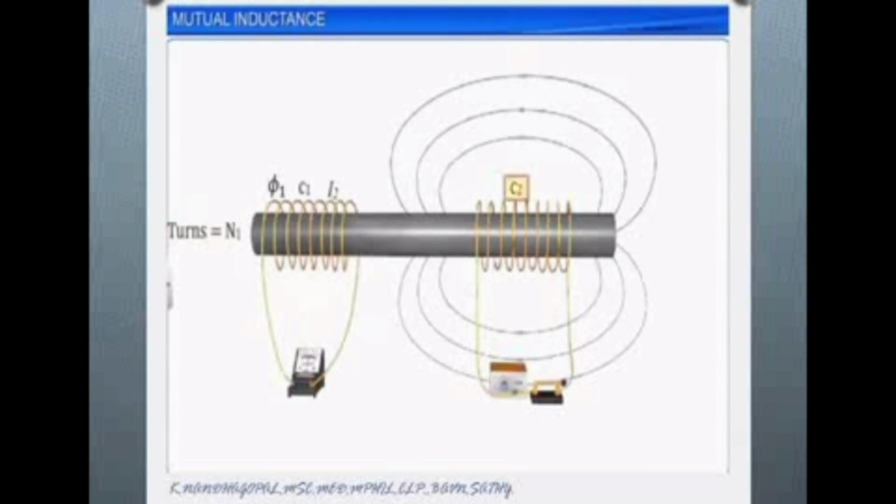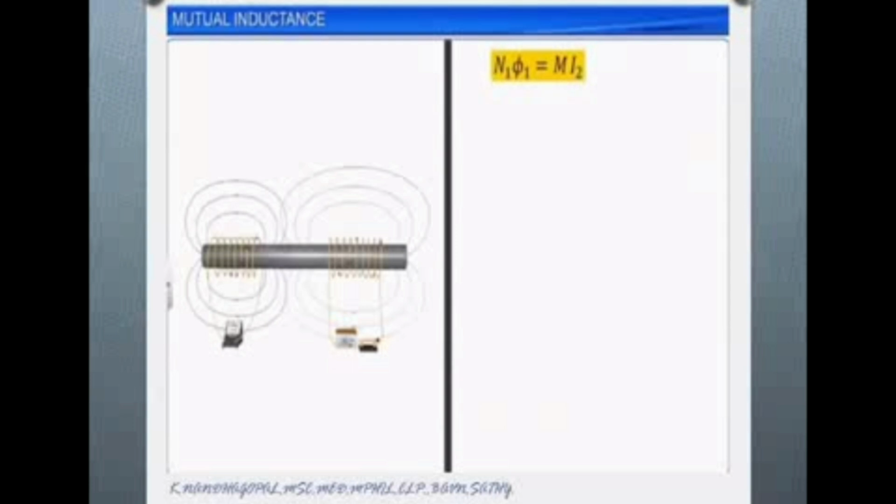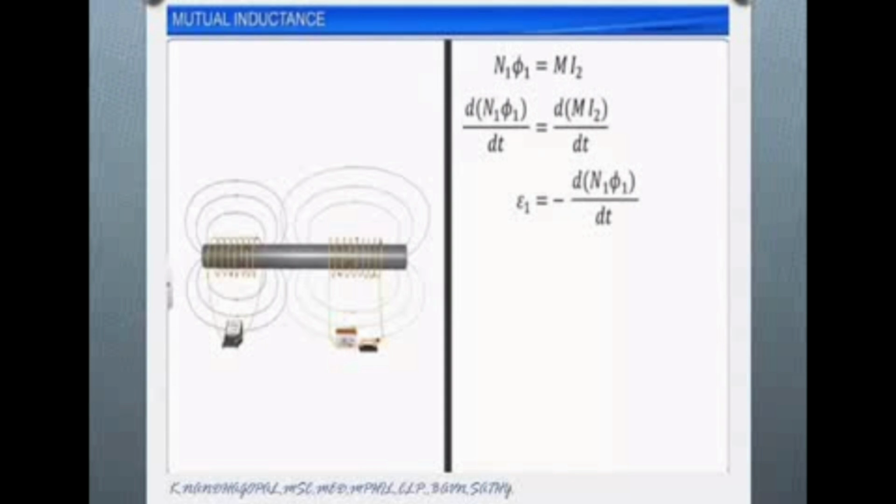So the number of turns is N1, the coils C1 and C2. This coil is placed on the axis. So again the same formula, M I2 equal to phi 1, or d by dt of M I2. So according to the induced EMF of Faraday's law, E equal to minus N1 d phi 1 by dt.